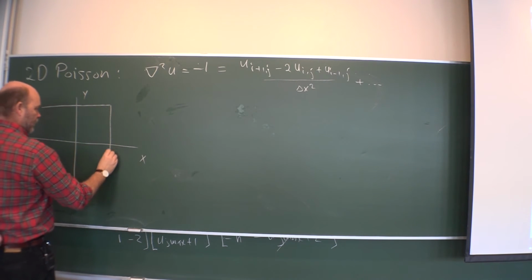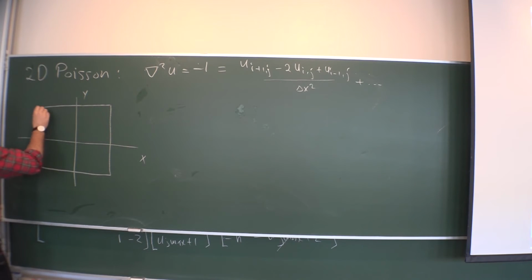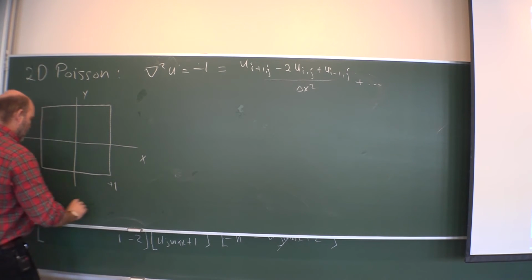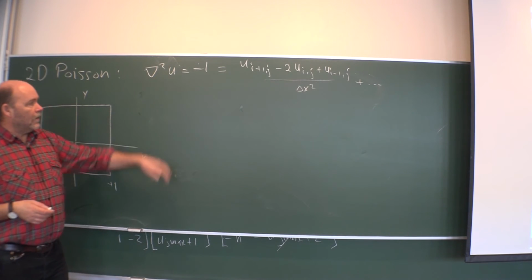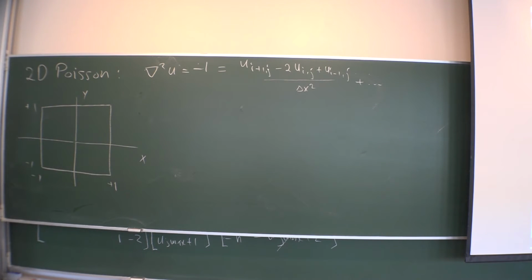Let's see, here we have a neat rectangle, something like that. It goes from minus 1 to plus 1 in both directions. So I should have a maximum velocity in the center. Now this one is not so easy to solve by hand. Possible, but a little bit more tricky. Solving a second order 2D Poisson equation.